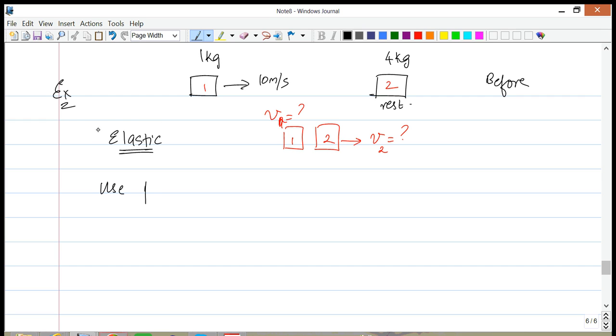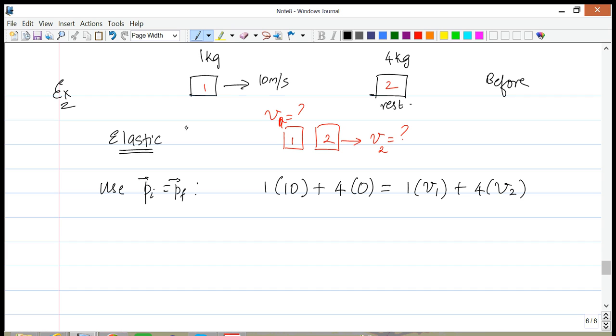Let us first use Pi equals Pf. Once again the net external force is 0, so I can do this. So let's write down the total initial momentum. The total initial momentum is going to be 1 times 10 plus 4 times 0, because the second block is not moving. And then the final momentum is going to be equal to 1 times v1 plus 4 times v2. Make sure you understand this step.